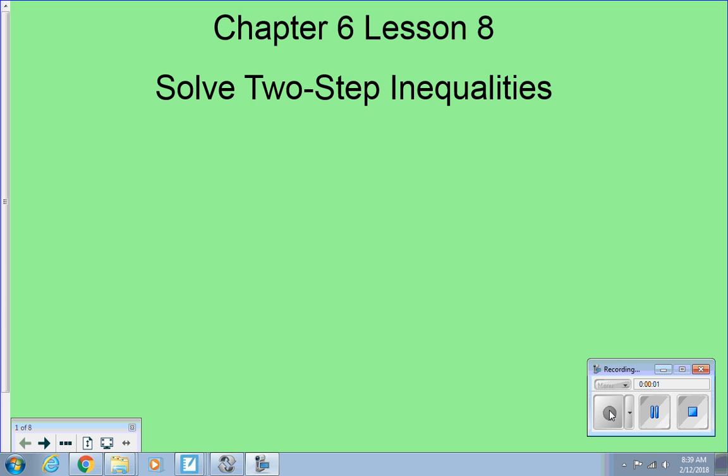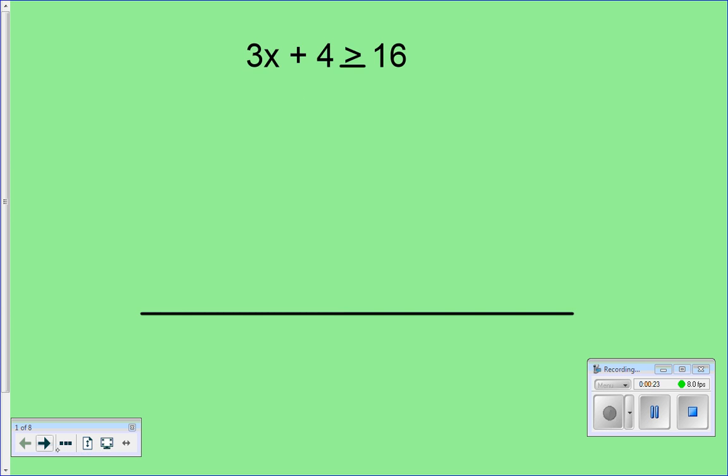Right, today is chapter 6, lesson 8. This is the last section in this chapter, so we're almost done, okay? What we are doing is solving two-step inequalities. Do you remember how to solve two-step equations? For the most part, we'll review that again. It's the same thing as solving two-step equations, and then you just have to graph it. You guys remember how to graph? Okay, so let's do some practice.